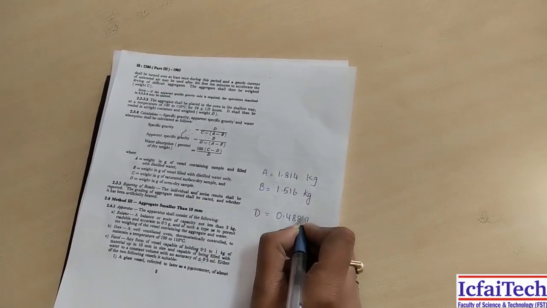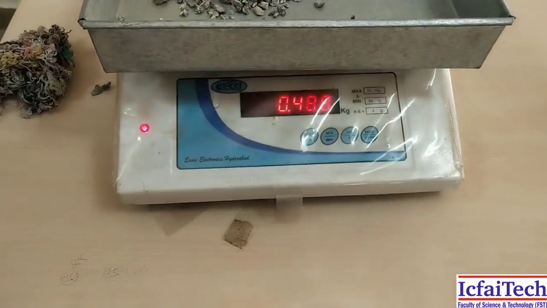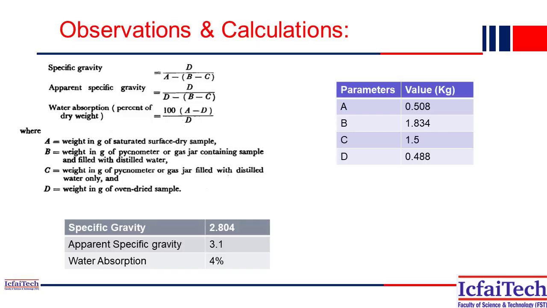So now we have A, B, C, D, four parameters of the experiment. Now we'll calculate the specific gravity and all. This is the specific gravity chart. You can see the main observation table where specific gravity is calculated using the formula D by A minus B minus C, and apparent specific gravity is D by D minus B minus C, and water absorption is 100 into A minus D by D. So we just plug in the values. A, we got, is 0.508.